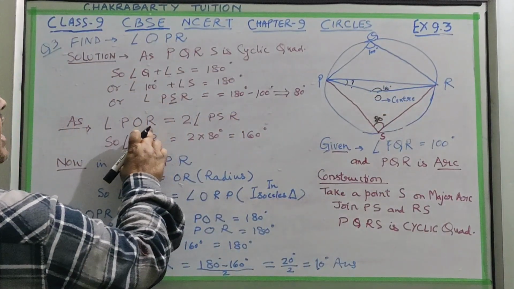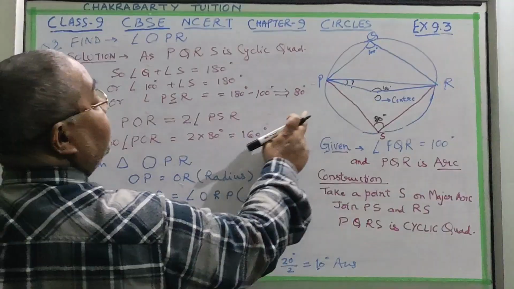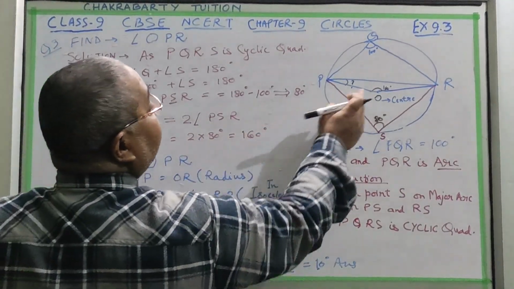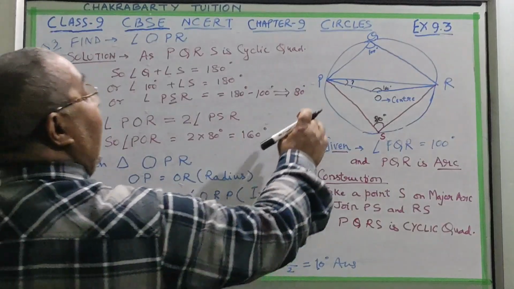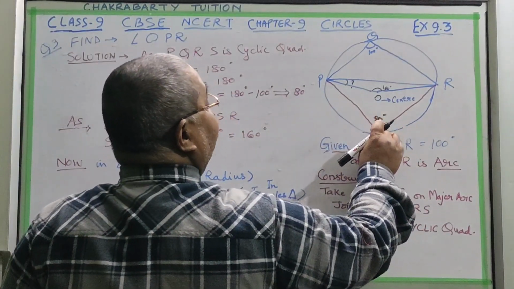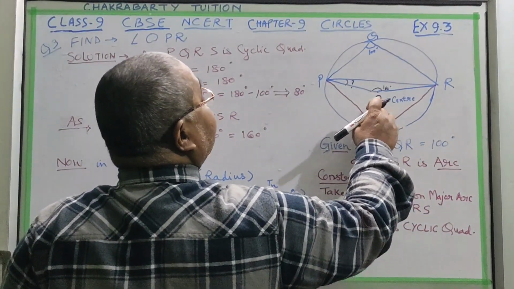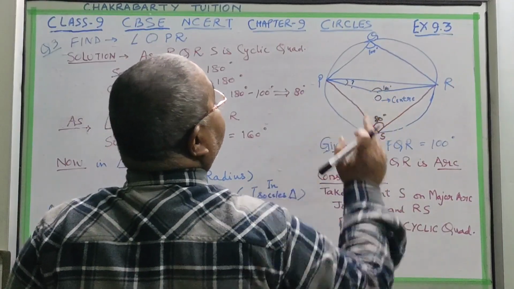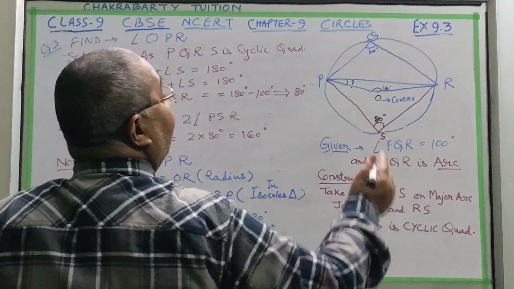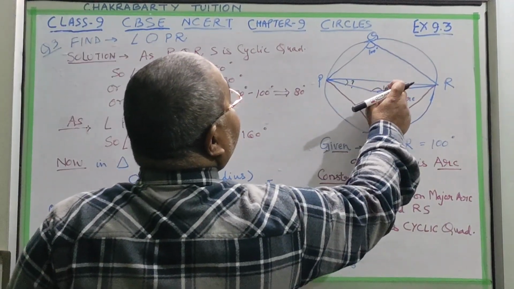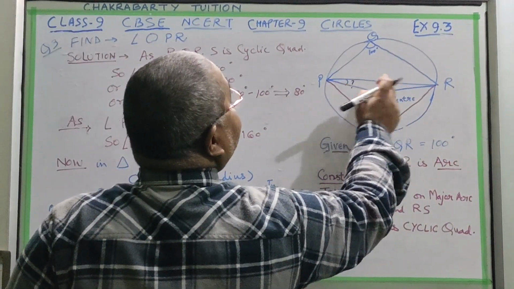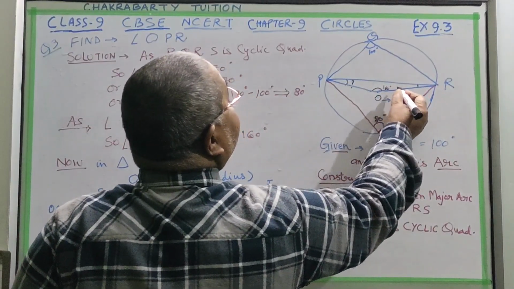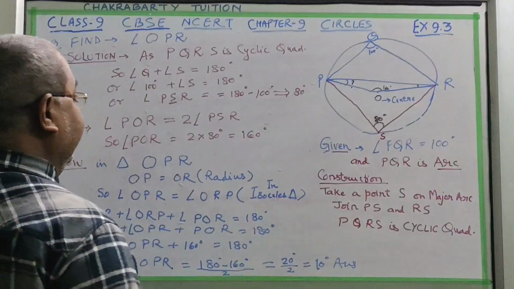So angle POR is double PSR. So POR equal double of 80 degrees. So it will be 160 because an arc subtended on any point of the circle makes a double angle at the center. So 160 degree it will come here. Now angle sum property if you take, so these angles, this and this, all these three angles should come total 180 degree.